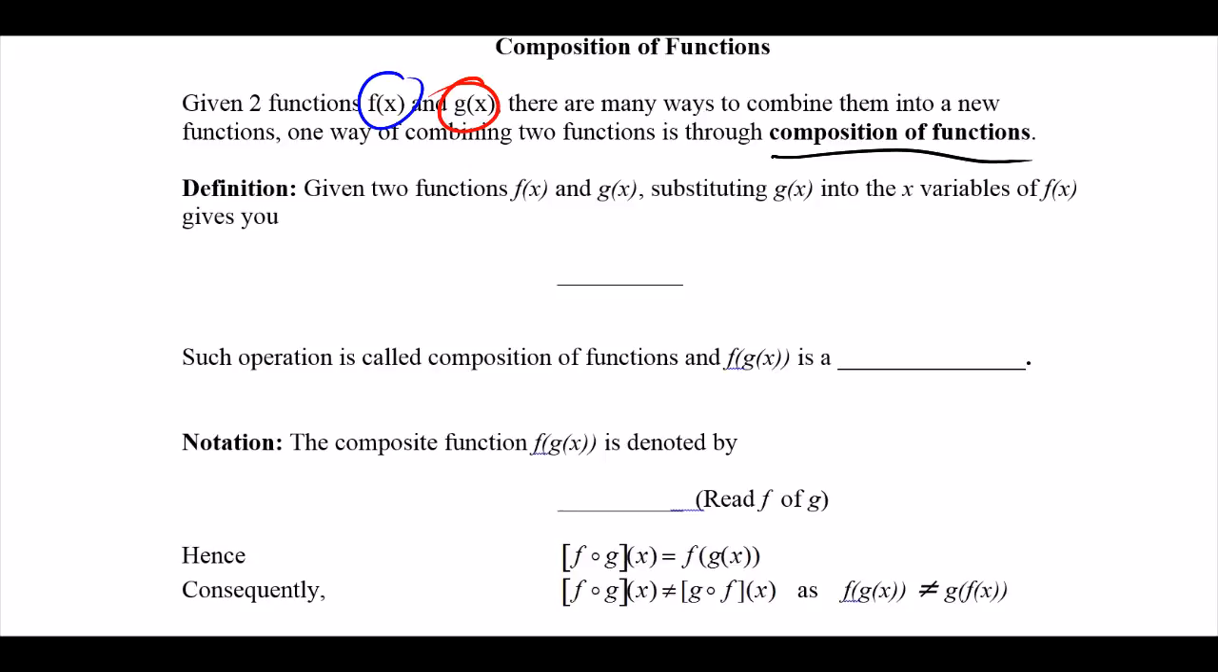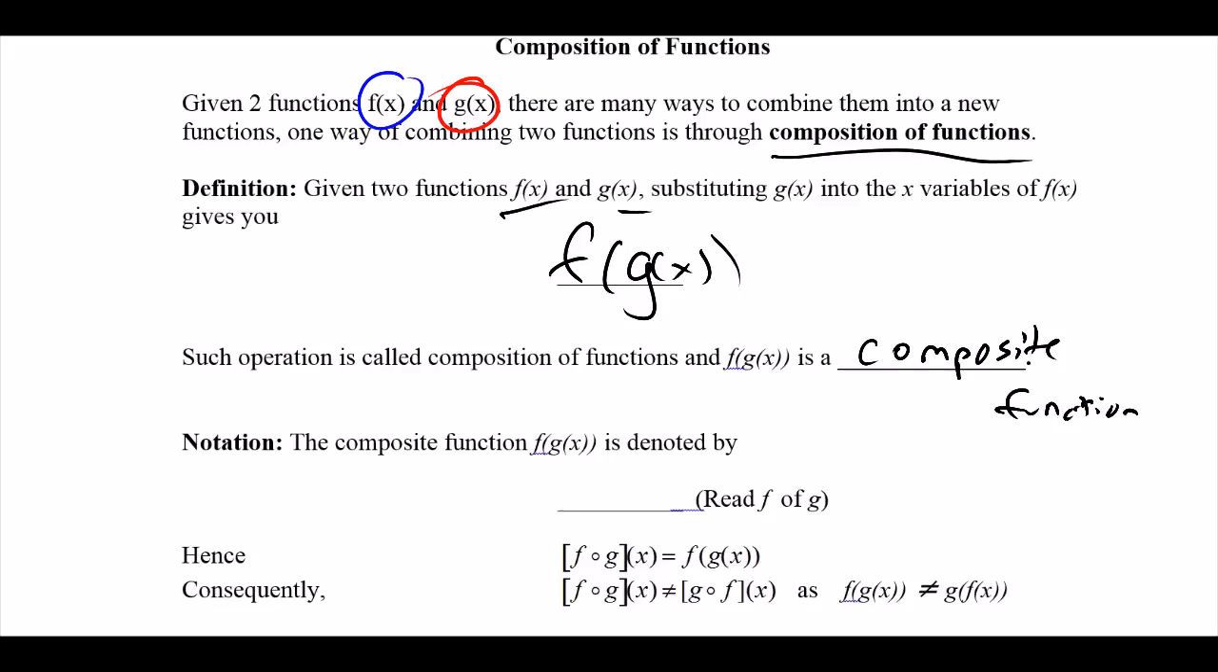So, if we have two functions, f of x and g of x, and we want to substitute g of x into the x variables of f of x, it looks something like this. So f of g of x. If we combine two functions, we have f of x and g of x being combined. Such an operation is called composition of functions, and f of g of x is a composite function. If you compose two functions, then the function is now a new function called a composite function.